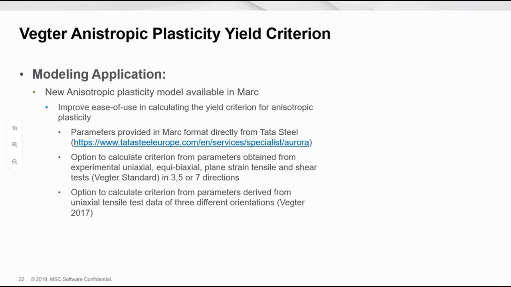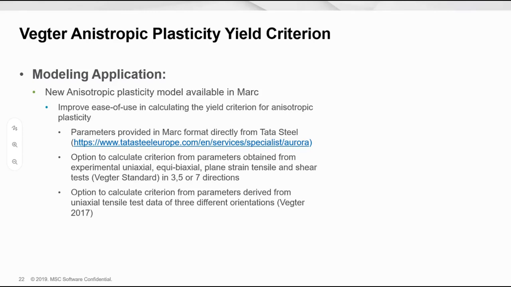This is an addition, the new anisotropic plasticity model, which has been added. This is mainly driven by our manufacturing industry users. The main benefit of this is that it improves the ease of use in calculating the yield criteria for anisotropic plasticity. There are three ways to calculate the yield criteria.